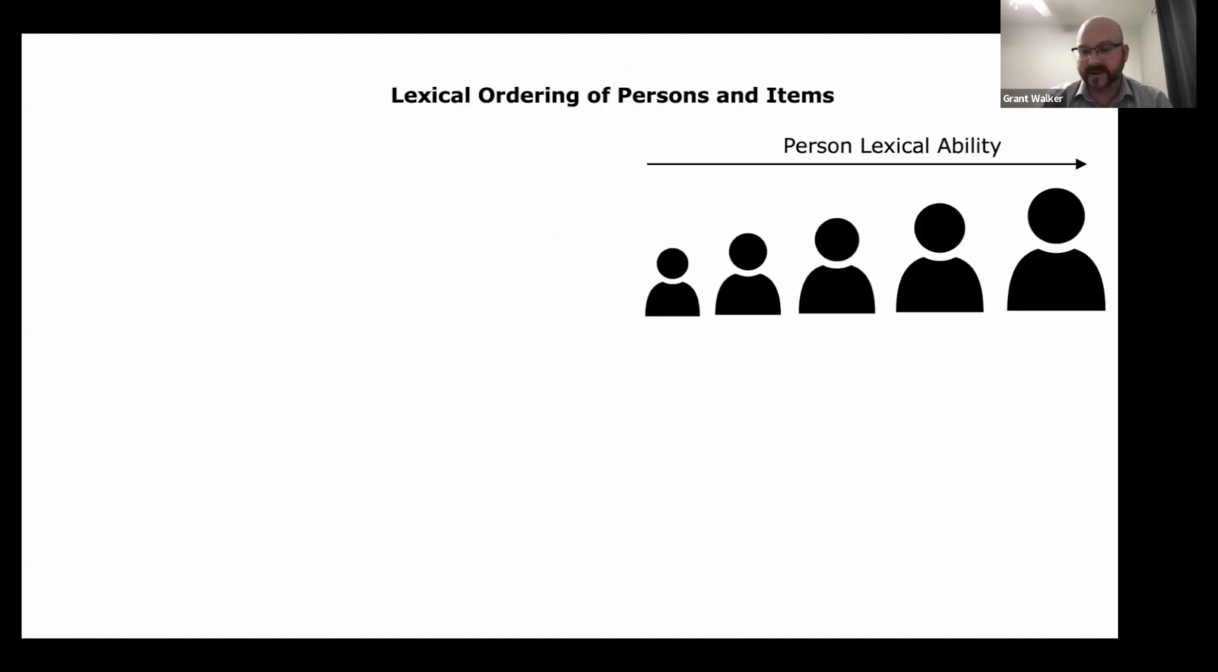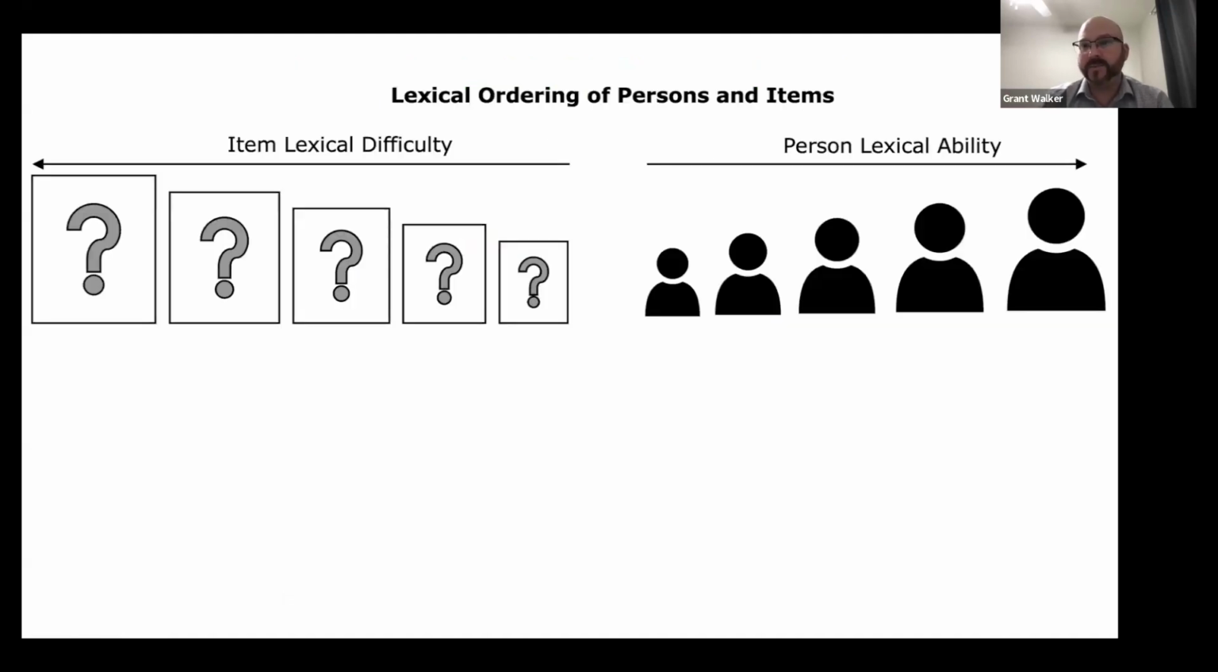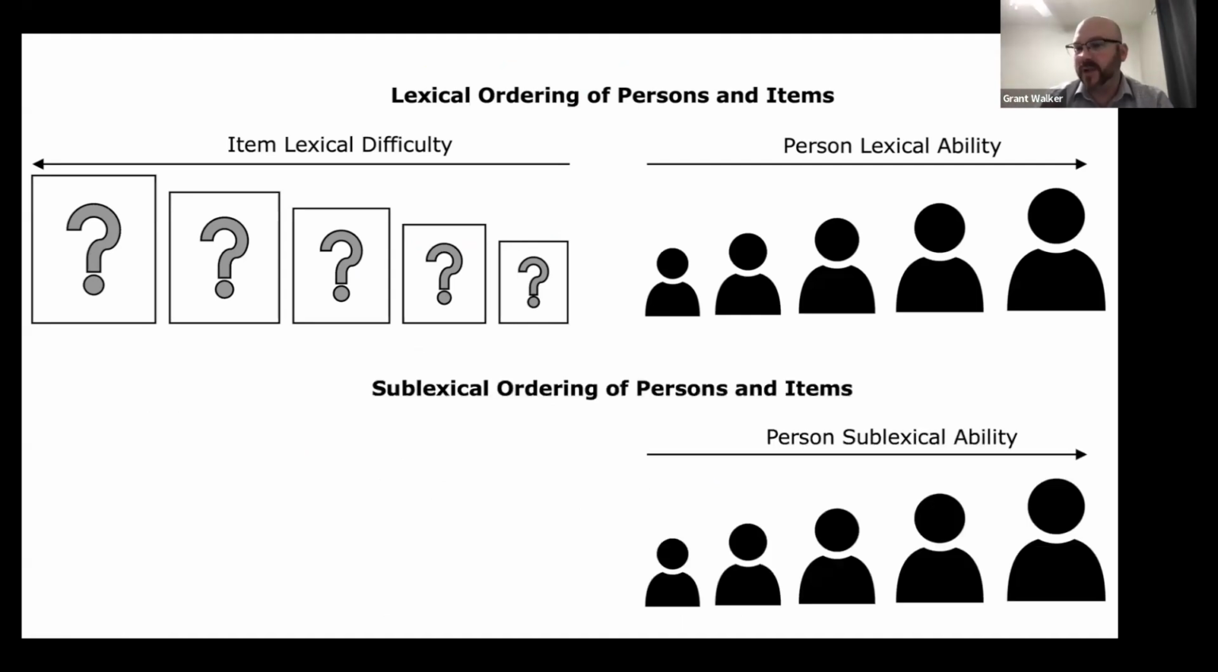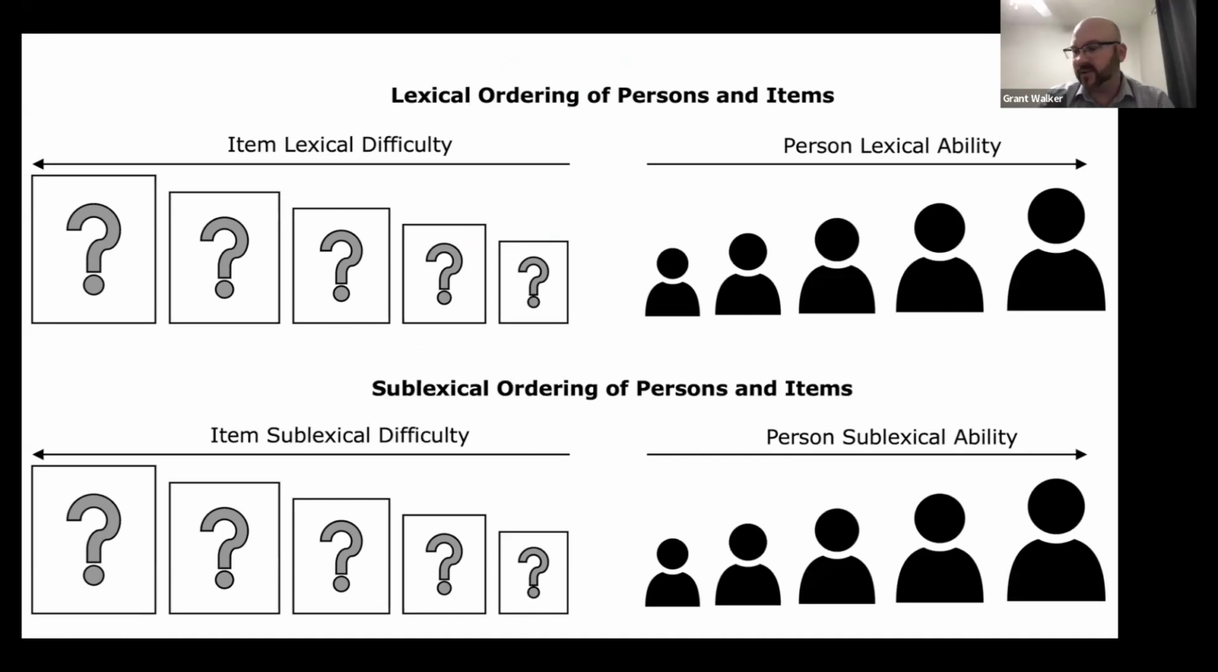As I mentioned, there's this idea that we can order people and items in terms of their lexical ability or lexical difficulty, and likewise for sublexical ability or sublexical difficulty. Presumably there are multiple cognitive operations. These are the two most obvious ones that people have zeroed in on in speech that are the most tractable.